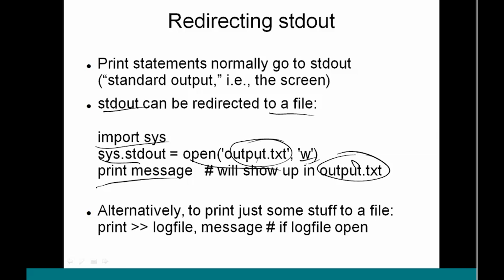Alternatively, we can also print things to a file using the print double arrow, and then we specify the file and then the message. And for this, the only condition is that the log file needs to be open.